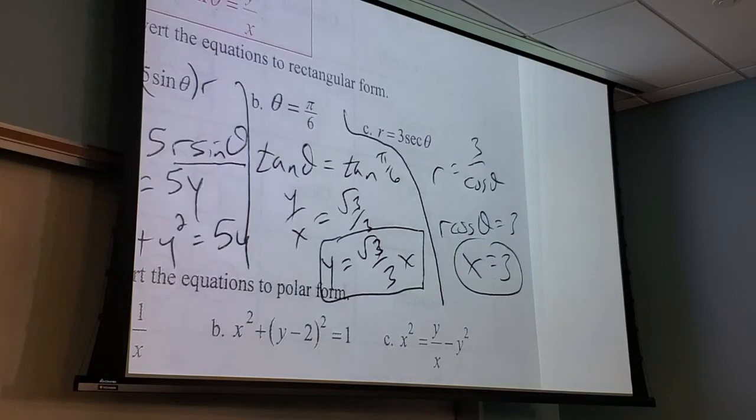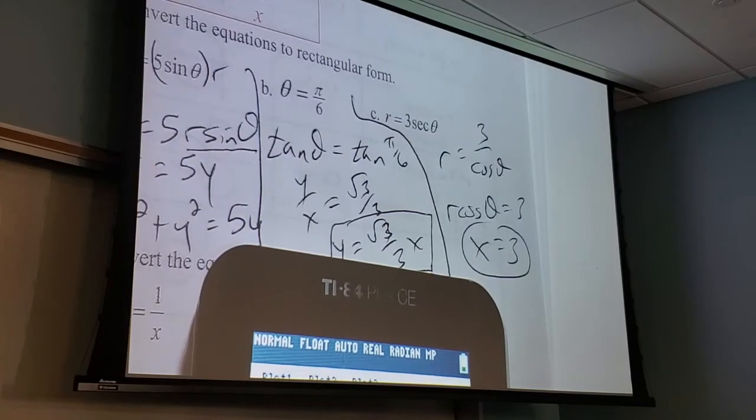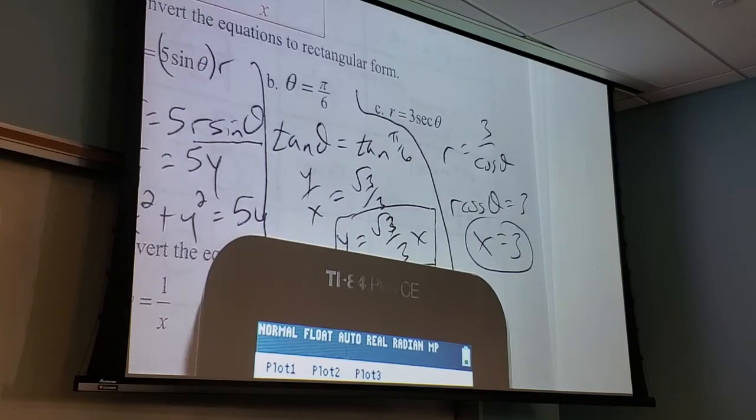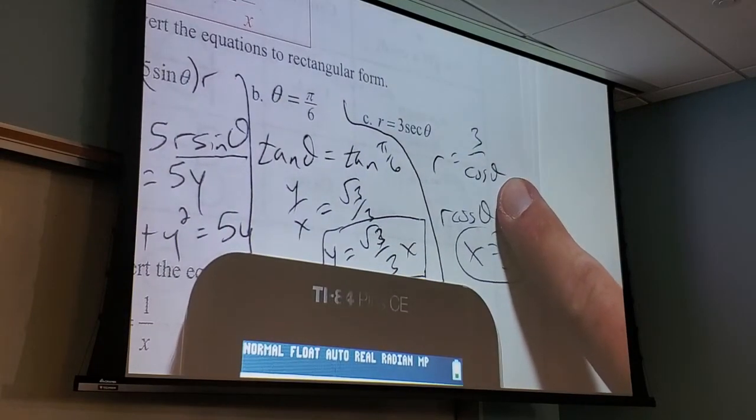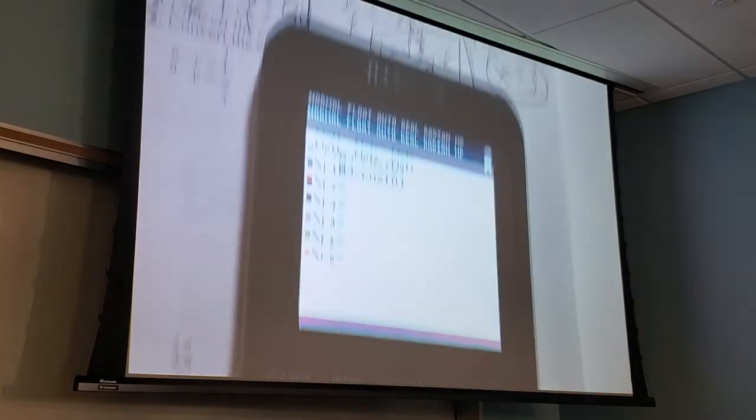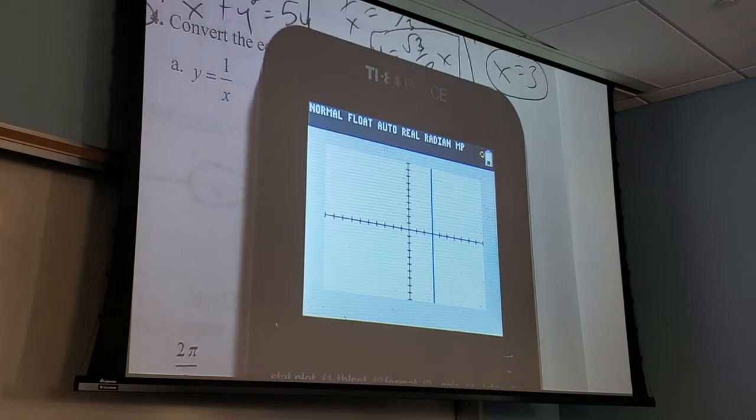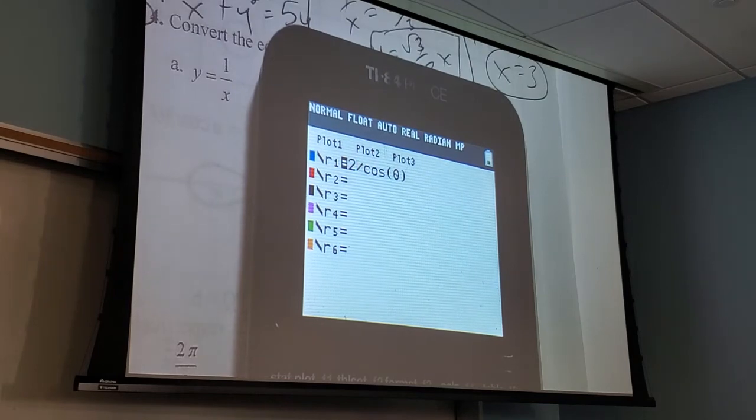So let me try this. How do I put secant in the calculator? There is no secant button. Well, I just do this, right? So if I put in here 3 divided by cosine theta, there you go. I get a straight line, but I get it. Did you notice what it did? Let me change one thing and then do it again.